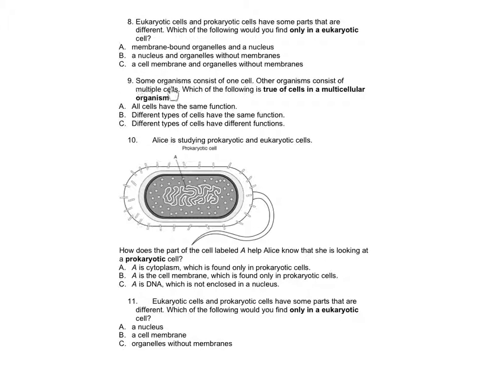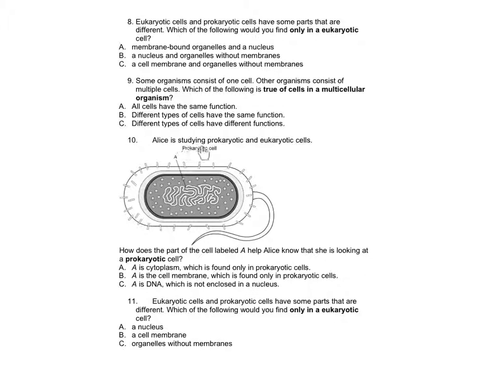Number 9, some organisms consist of one cell. Other organisms consist of multiple cells. Which of the following is true of cells in a multicellular organism? A, all cells have the same function. B, different types of cells have the same function. C, different types of cells have different functions.